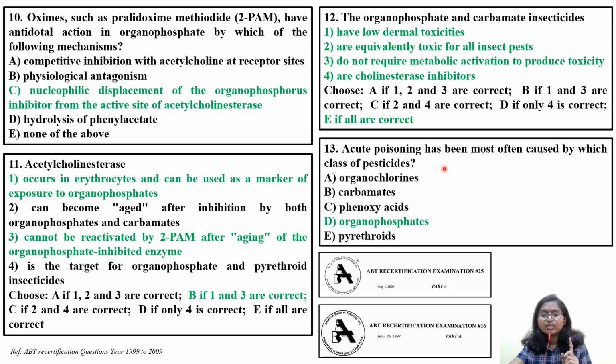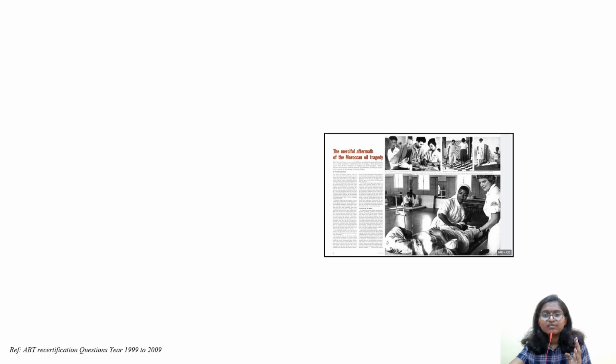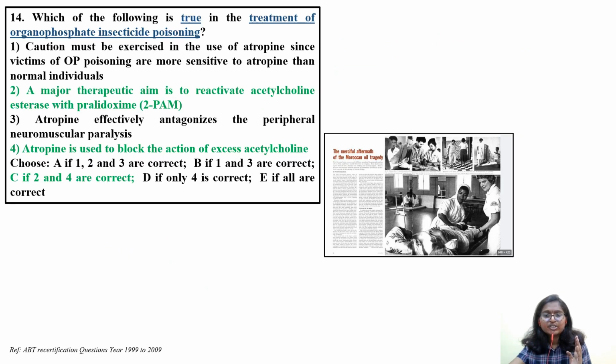The next we have question number 13. This acute poisoning has been most often caused by which class of pesticides? Organophosphate. So acute toxicity, other chlorines, carbamate, phenoxy, pyrethroids, all this will cause delayed poisoning. Okay, chronic poisoning also you can say. Okay, next we will see question number 14.